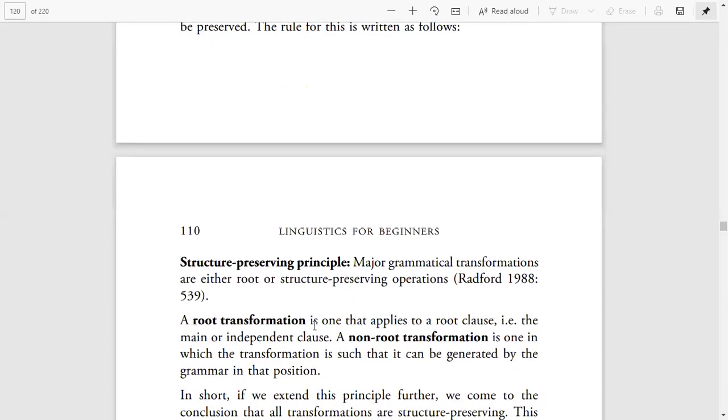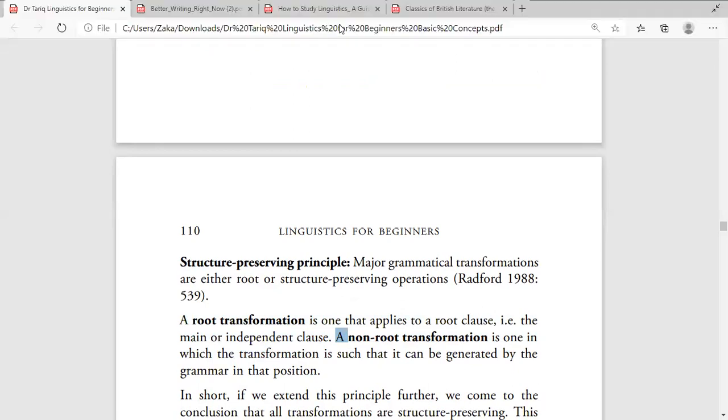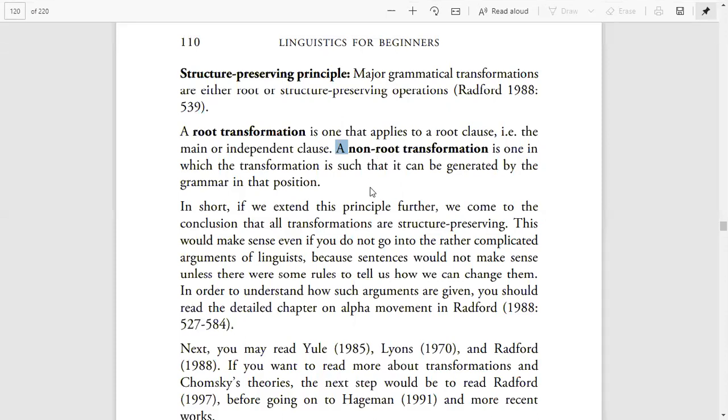A root transformation is one that applies to a root class, that is, the main or independent class. This is the definition of root transformation. A non-root transformation is one that can be generated by the grammar in that position. In non-root transformation, grammar is responsible for creating the transformation in that position. In short, if we extend this principle further, we come to the conclusion that all transformations are structure preserving.